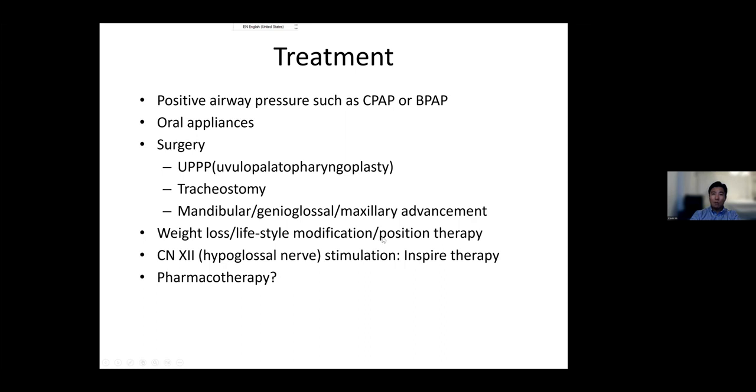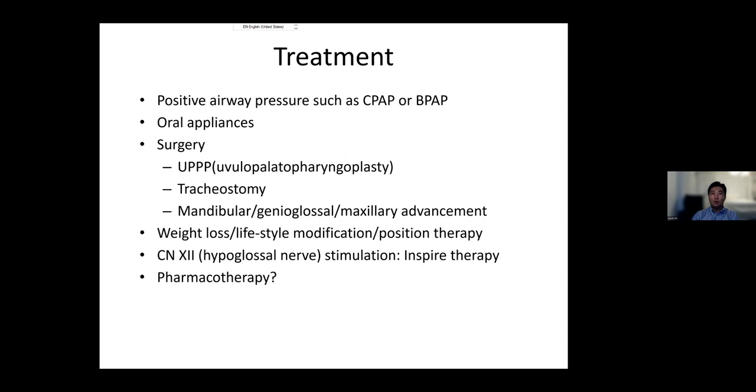Sleeping position, we talked about it. Would avoiding supine sleep be of help? Yes, in some cases, in many cases, but we do not have full control over our body position, and that is a problem. Pharmacotherapy: is there a drug, a medication that can actually help with obstructive sleep apnea? If you pay attention, you might have seen some news article recently about a combination medication of oxybutynin and atomoxetine, or Strattera. It's a published article and study, but it's too much of a rosy picture than true.